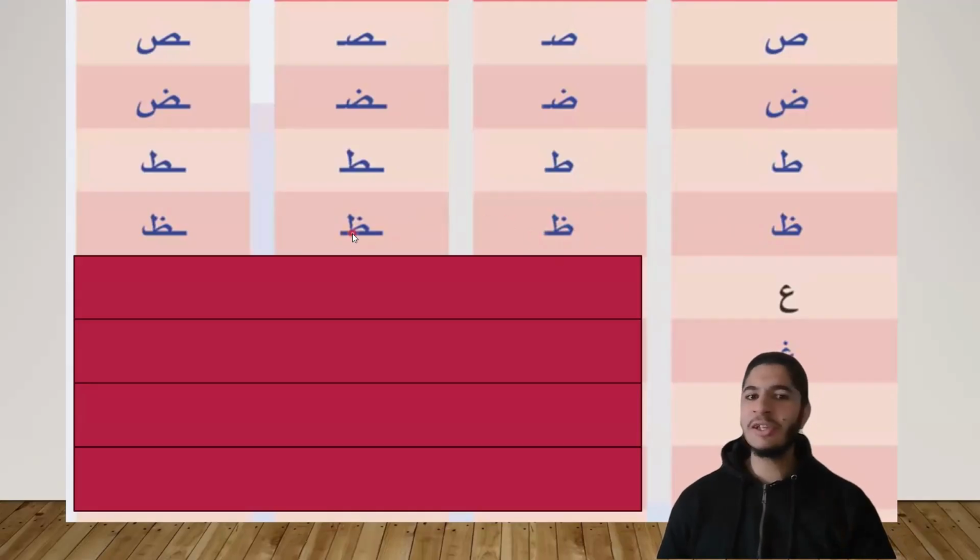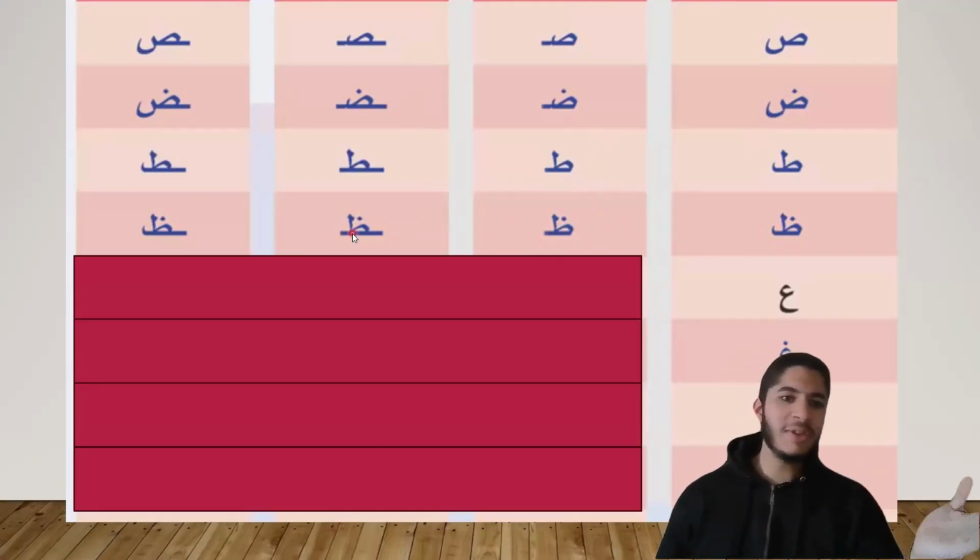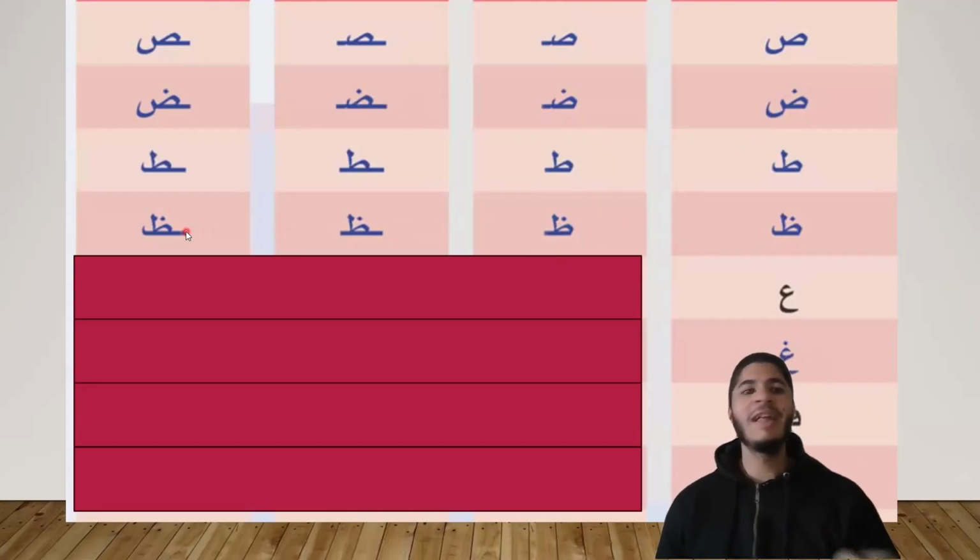And when it comes in the middle, link to the letter before, link to the letter after. When it comes at the end, link to the letter before, and there is no letter after. Easy. Let's see the next one here, عين letter.